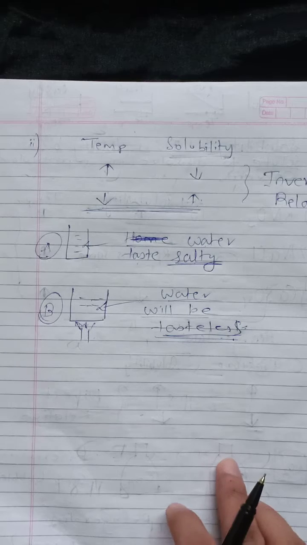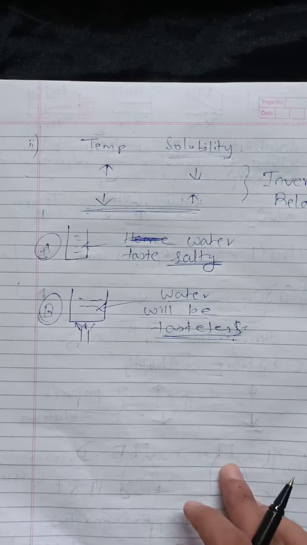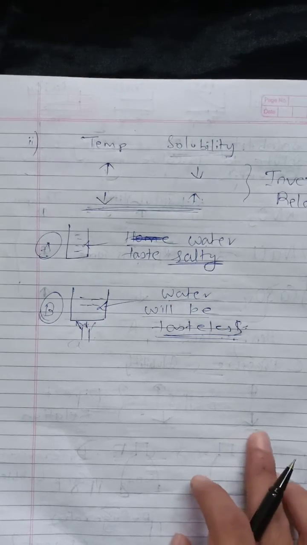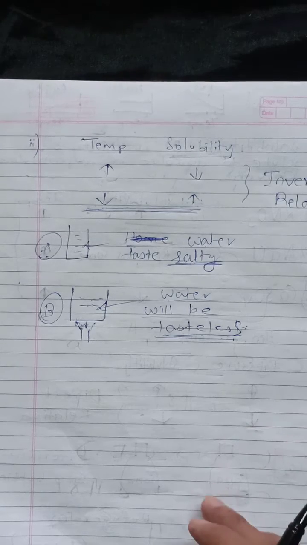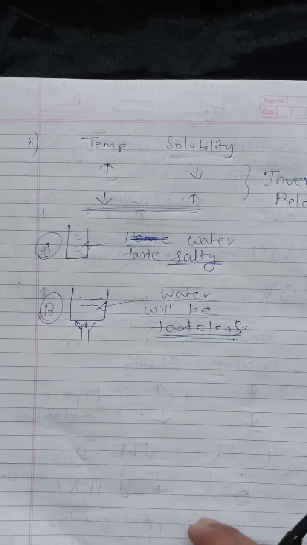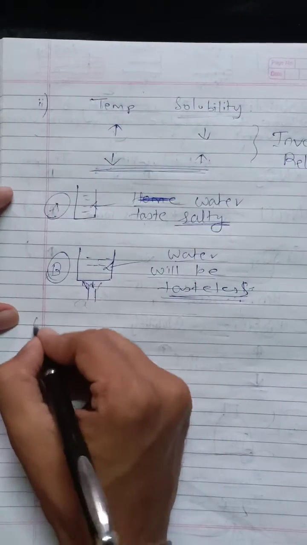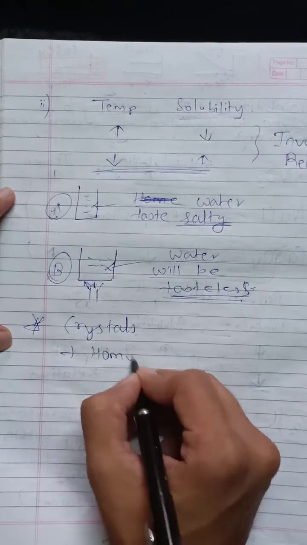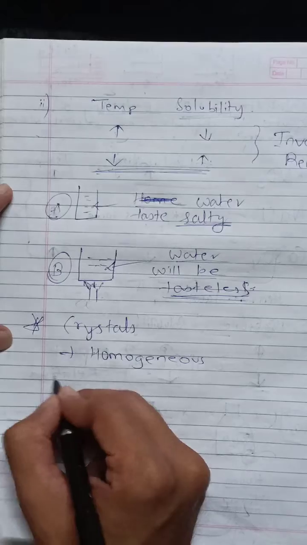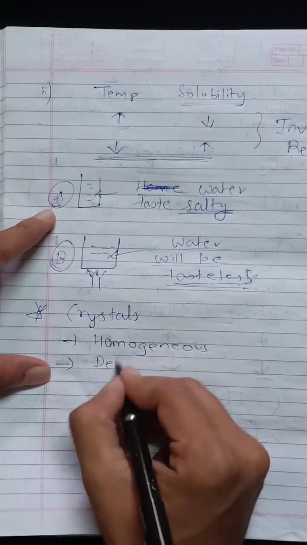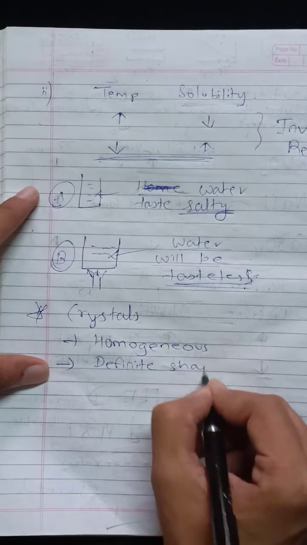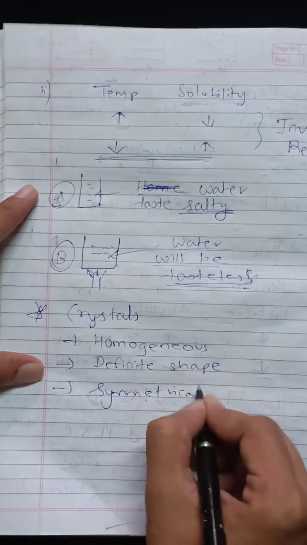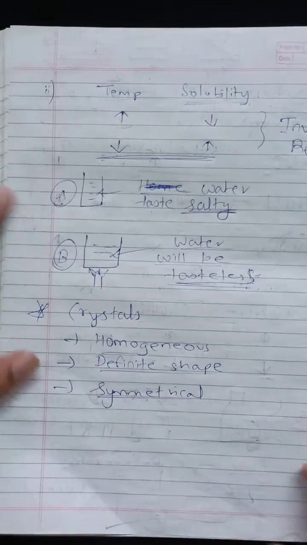Now we are going to start with the new part, that is crystals. Now what do you mean by crystals? A crystal is homogeneous, arranged symmetrically, and has a definite shape. They are homogeneous, meaning uniform in nature, and we have discussed the word homogeneous. They have a definite geometrical shape, and they are symmetrical in nature. Symmetrical means what? They can be equally divided. Symmetrical means equally divided.